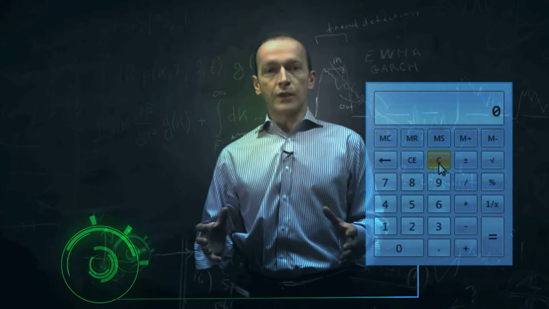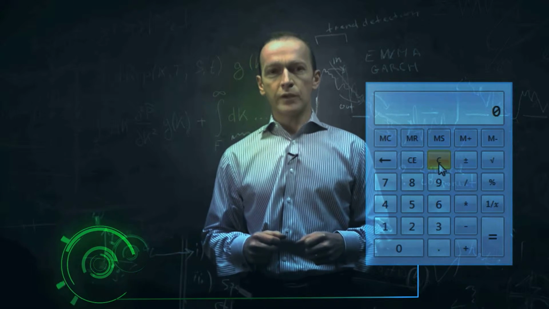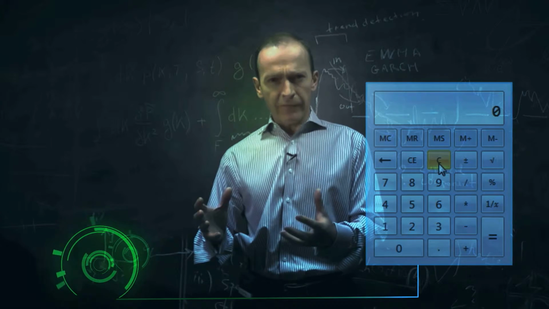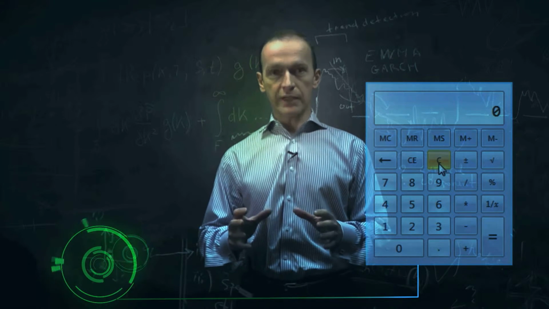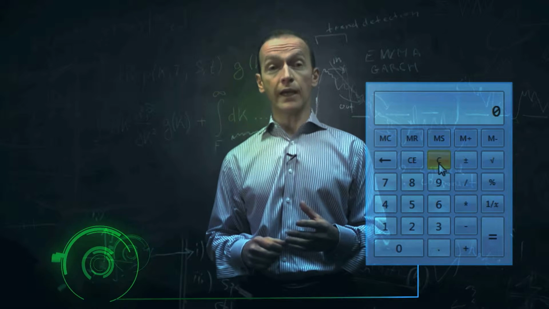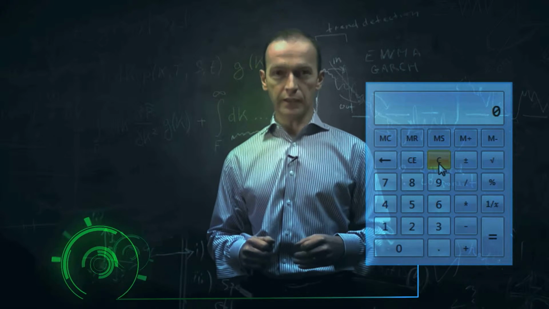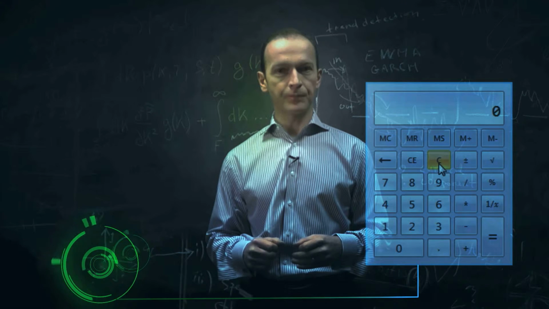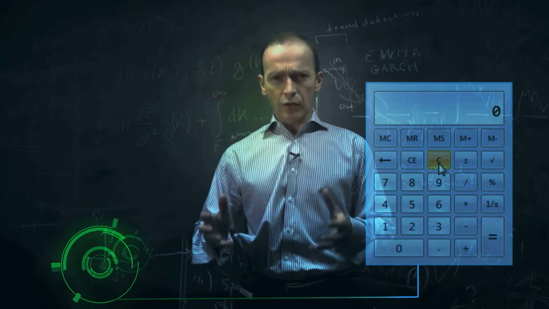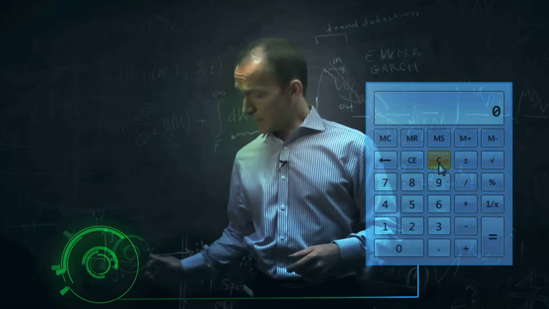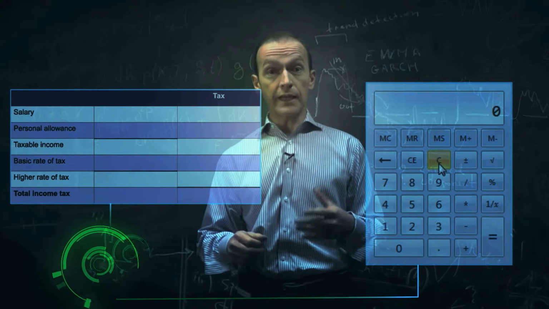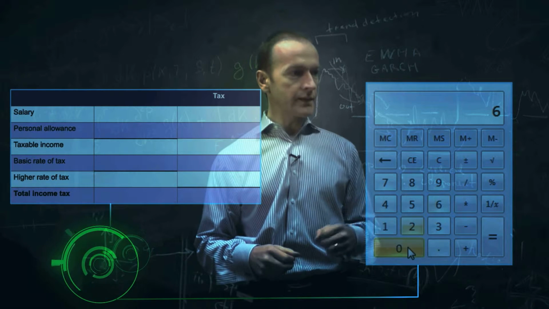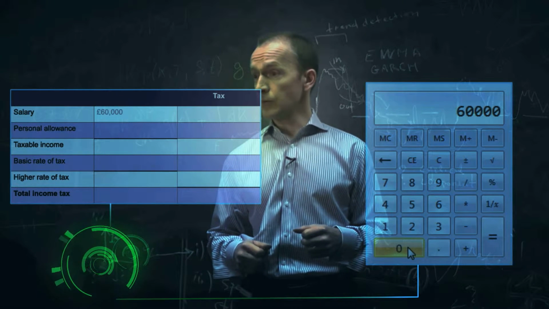So, for example, let's say you're given a question where you're given a particular investor, let's say Martin, 45 years old, has a salary of £60,000, and we're asked to calculate his total income tax liability. Well, the easiest way to do this is on your piece of paper, firstly, draw a little table like this. And then what we do is in the calculator, we type in his salary of £60,000.